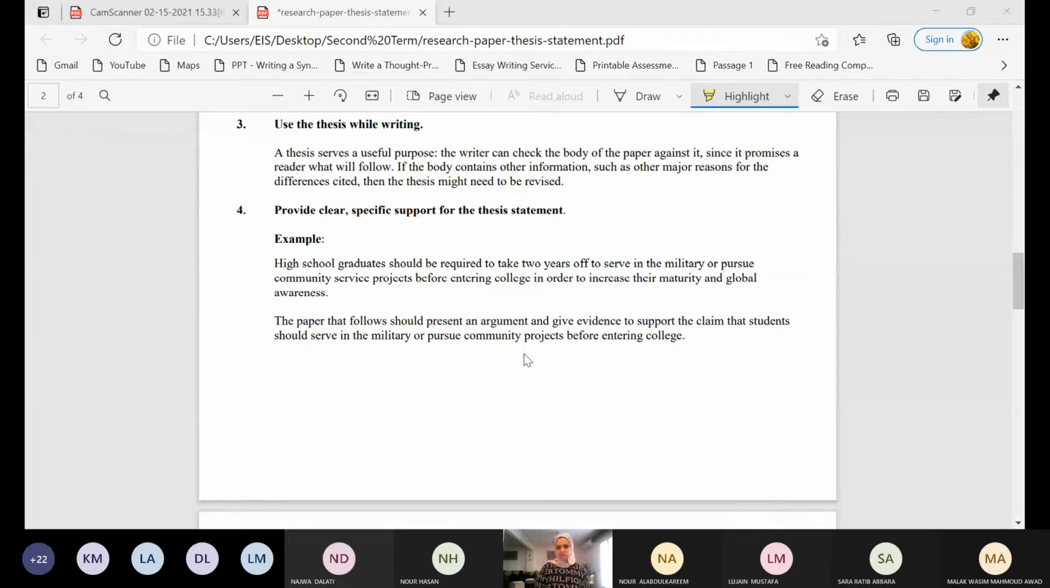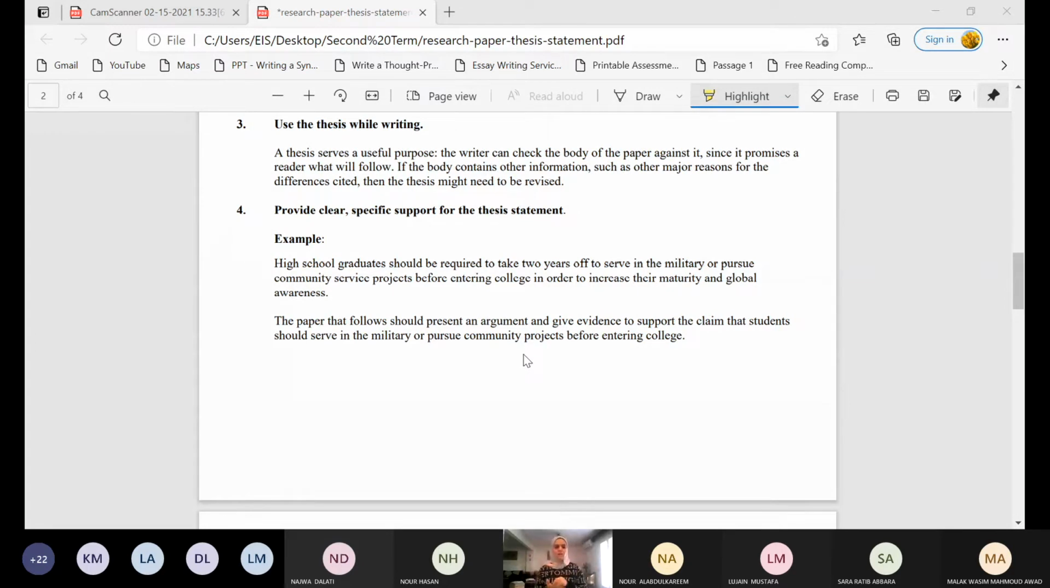Can you tell me, Malak? Clear, specific support for the thesis statement, when they are talking about how high school students or graduates should serve in the military so they can be more mature and take responsibilities. And so this is the thesis statement example.